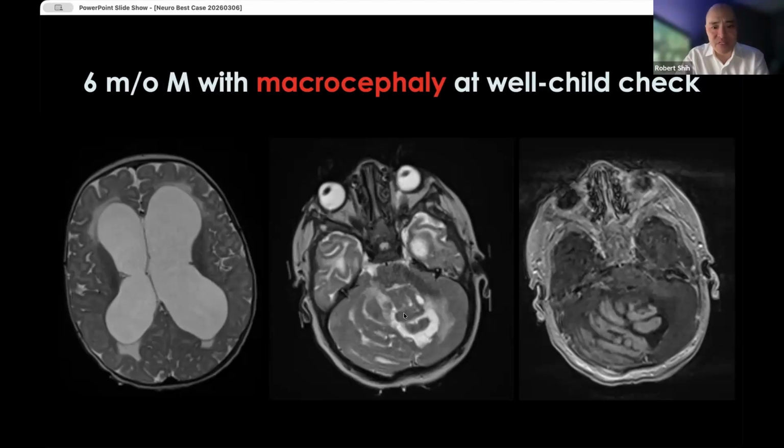And what's causing the hydrocephalus? There's a very large mass in the posterior fossa. And one thing I'm going to point out on this T2 and this post-contrast T1 is it's kind of lobulated. Some people describe it as kind of a grape-like appearance, like a cluster of grapes that you eat. That's very characteristic of this tumor.